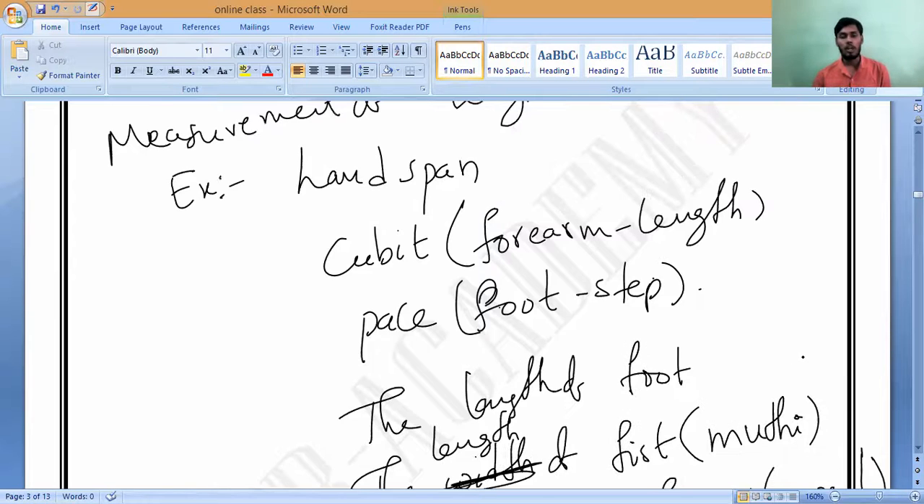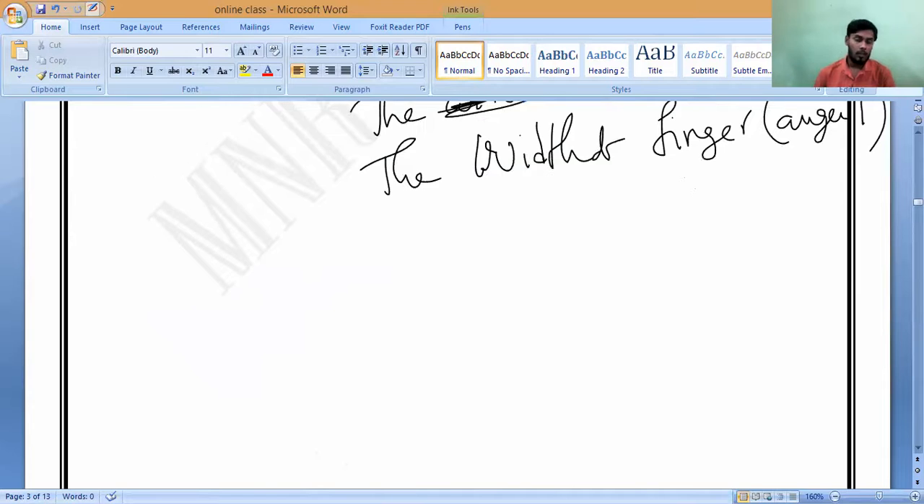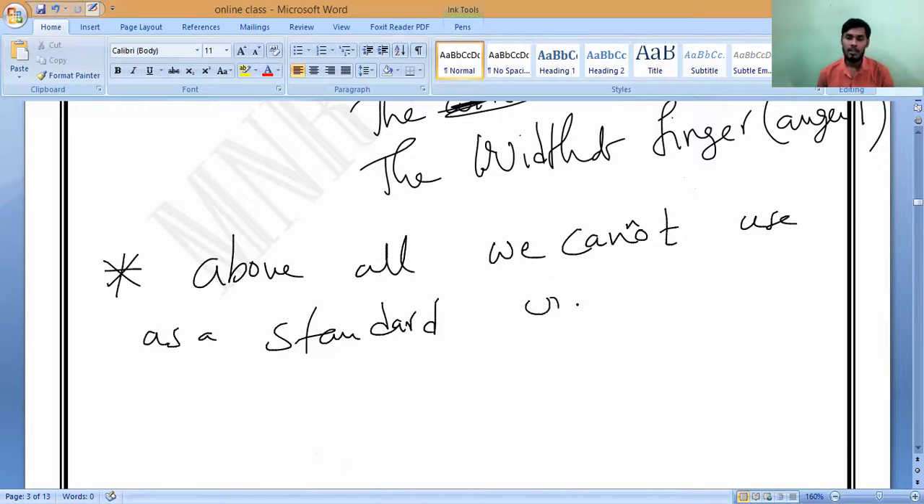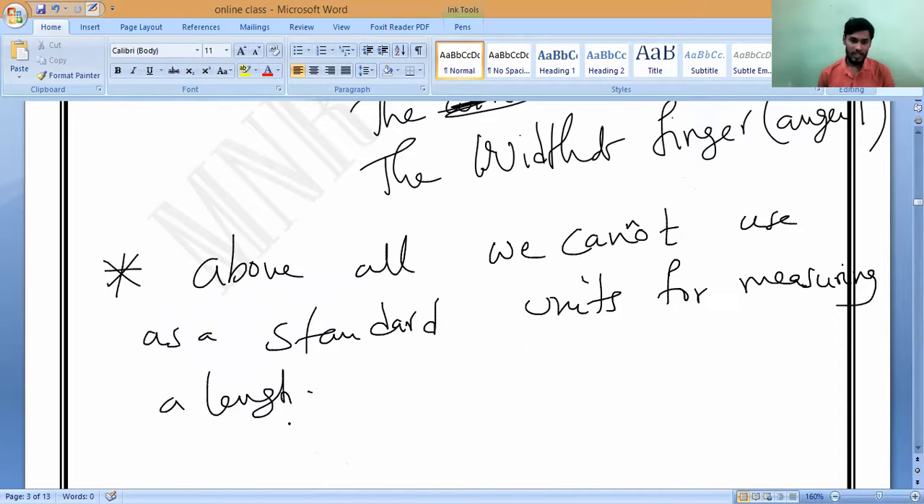So this is all about the general units, general objects which we use to measure length. But we cannot use them as a standard. Why, Ra? Why can we not? We cannot use them as a standard unit, standard units for measuring a length. Why?